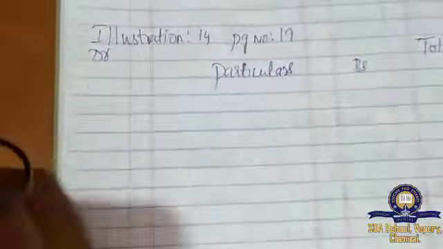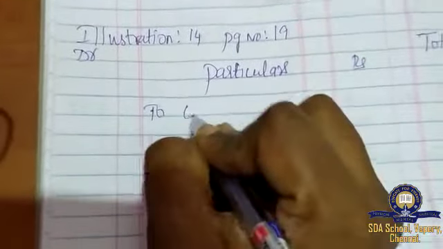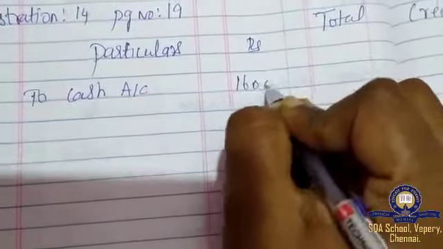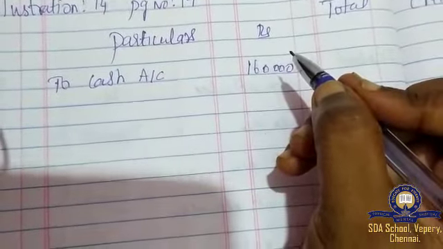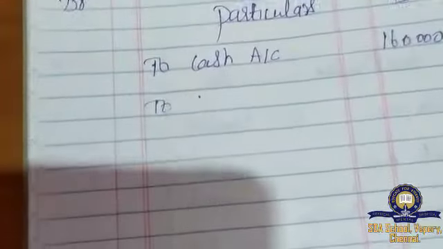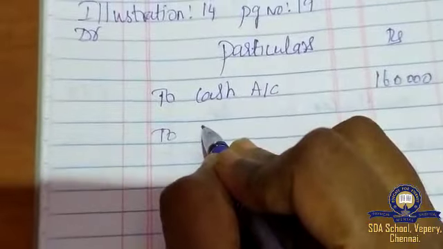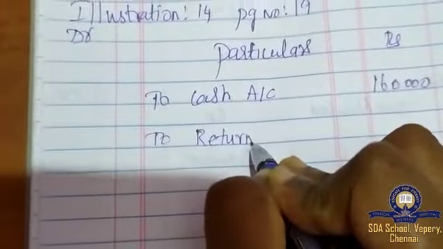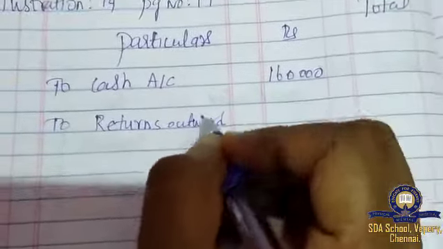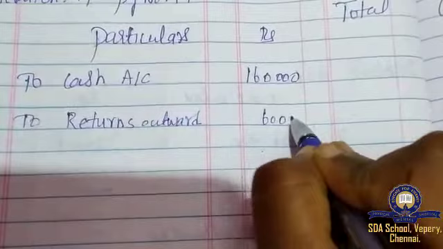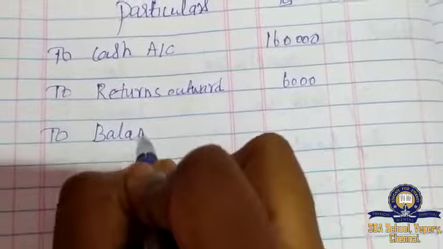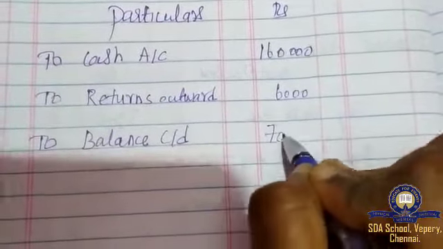So debit side means to cash account, and the amount is 1,60,000. Then return outward. Return outward means purchase return. So to return outward, the amount is 6,000. Then to balance carried down 70,000.